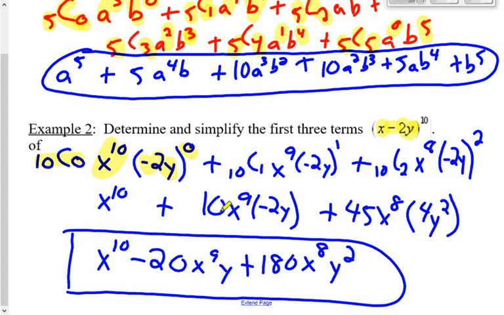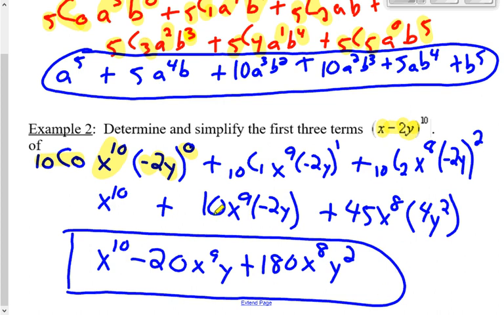10 choose 1 is 10 using your formula or your calculator. X to the 9, negative 2y to the 1 is just negative 2y. 10 choose 2 on your calculator, that's 45. X to the 8th. And then what's negative 2y when you square it? Don't forget to apply the exponent to both parts. So negative 2 squared is 4, and then we get y squared.